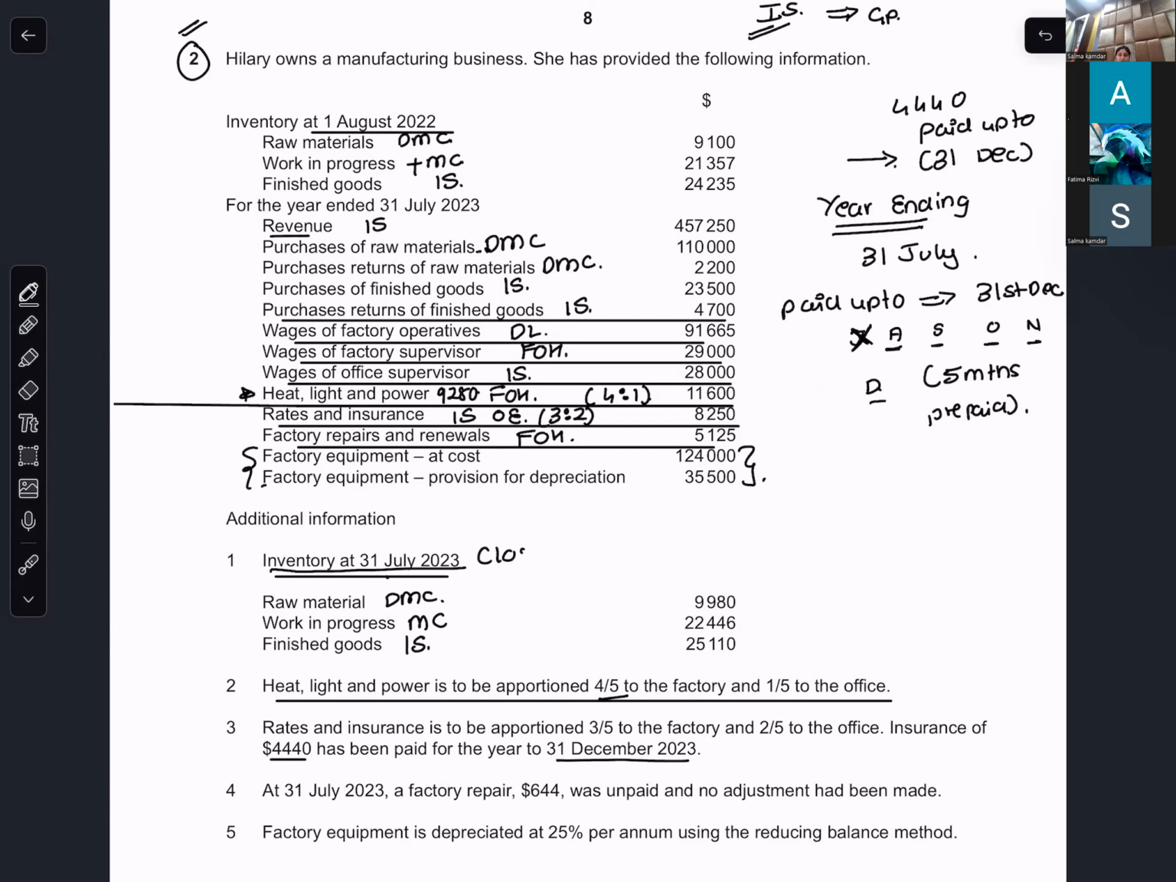Then we subtract 5 months worth of the rates and insurance, and then we can apportion it. How will you get the amount of prepaid? It will be 5/12, maybe.